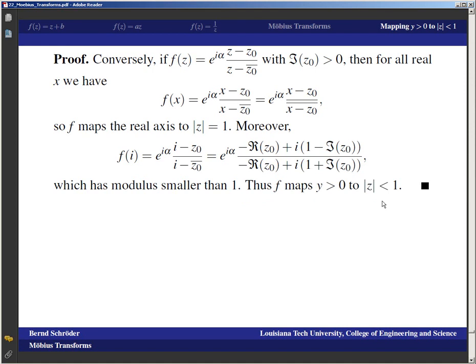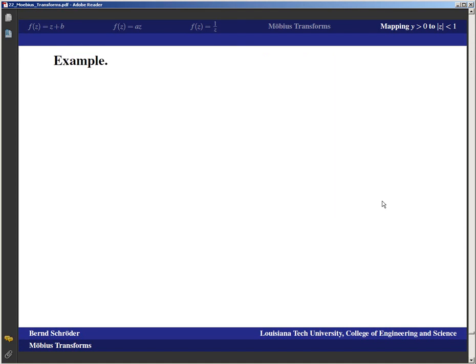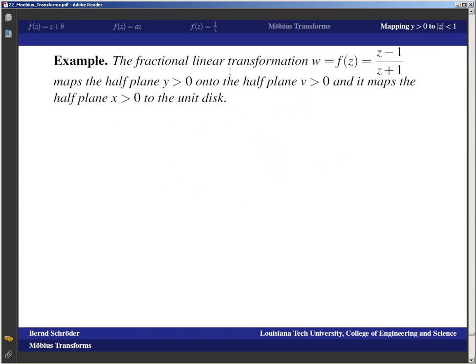Okay, we're going to finish out with some concrete examples, I think, where we're actually going to apply this theorem. Take a look at the fractional linear transformation w equals f of z equals z minus 1 over z plus 1. I claim that it maps the upper half plane, y greater than 0, to the upper half plane, v greater than 0, and it maps the half plane x greater than 0, the right half plane, to the unit disk. So this is just what we've had, only rotated a bit.